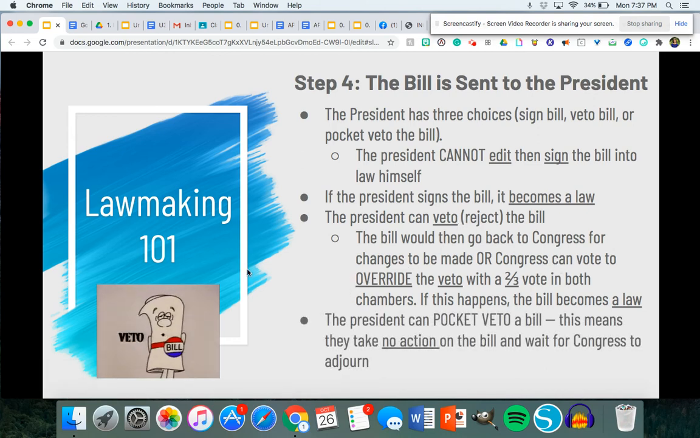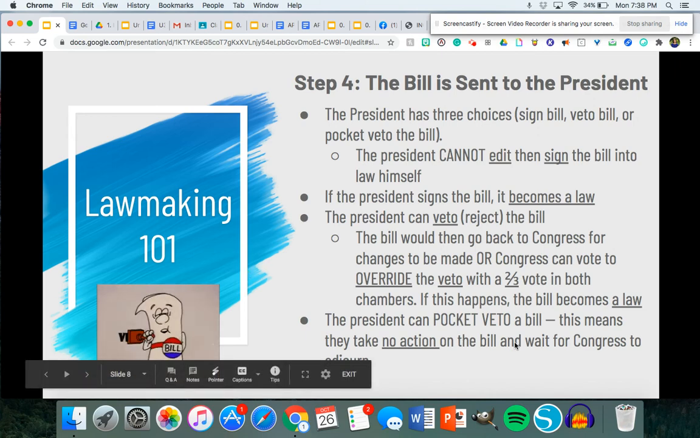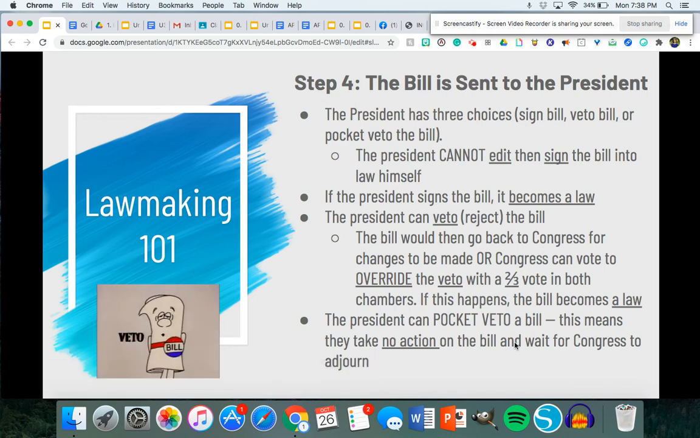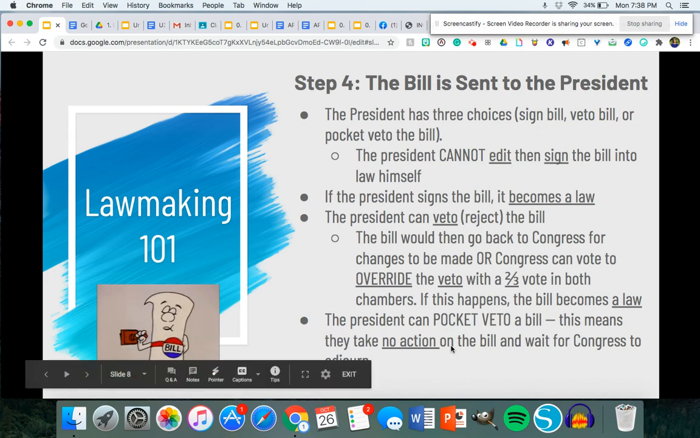The president can also pocket veto a bill, and this means that they take no action on the bill, right? Kind of like they're stuffing it into their pocket to forget about it. And they wait for Congress to adjourn or dismiss for the session. Just one thing to note is if they do that and Congress adjourns within 10 days, the bill does not become a law.